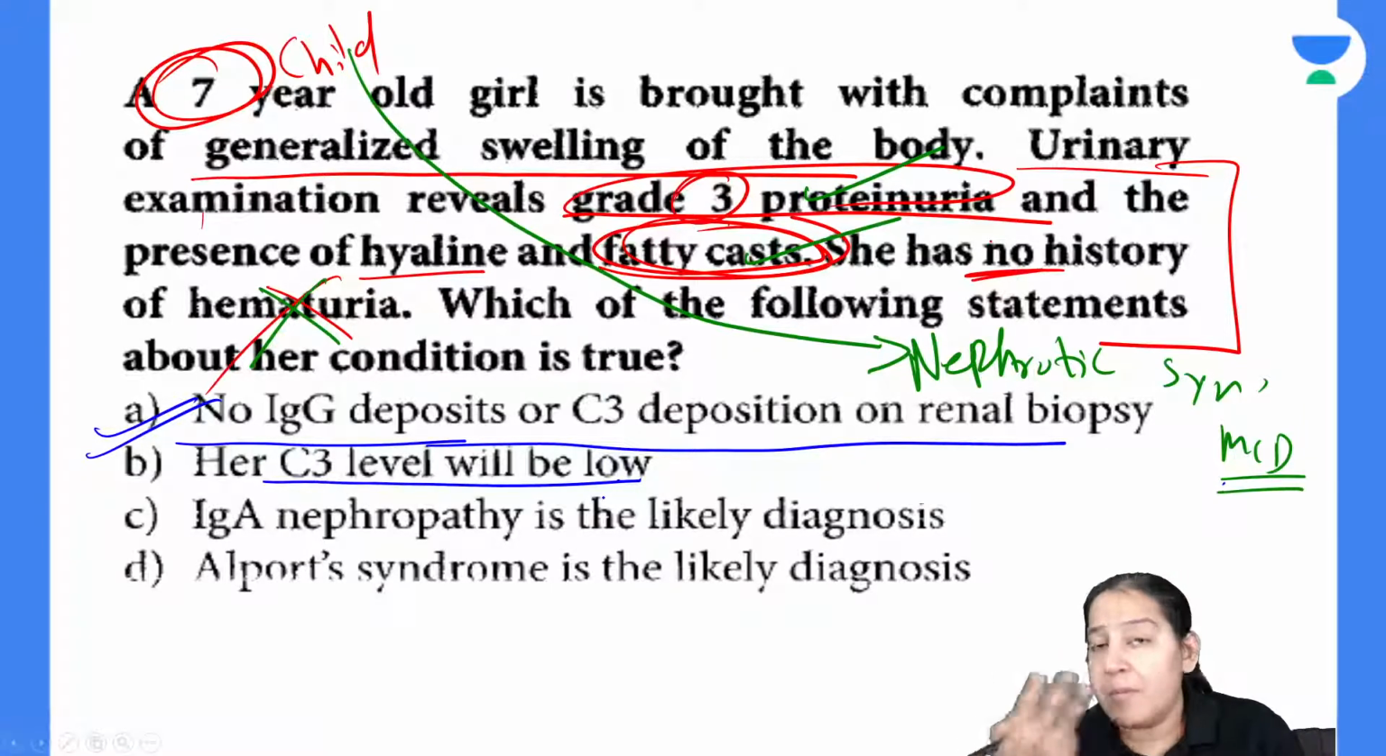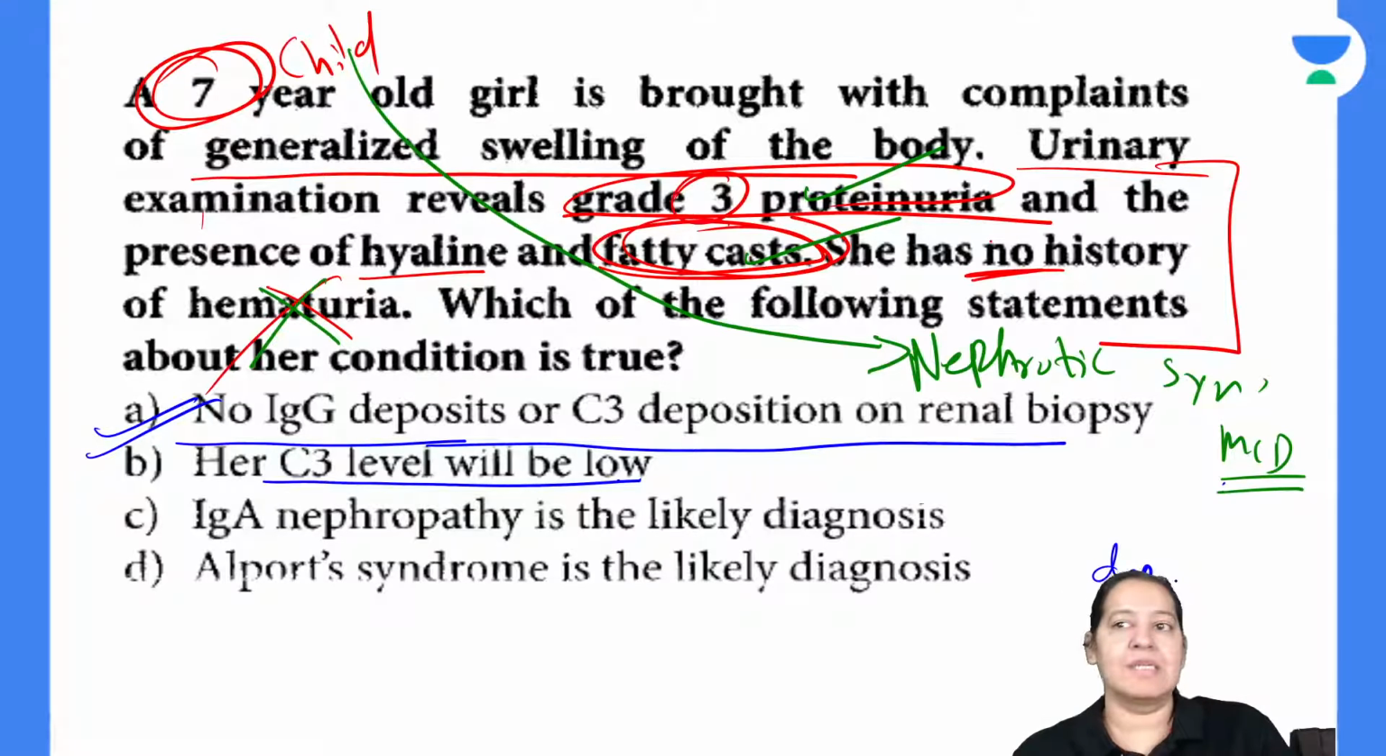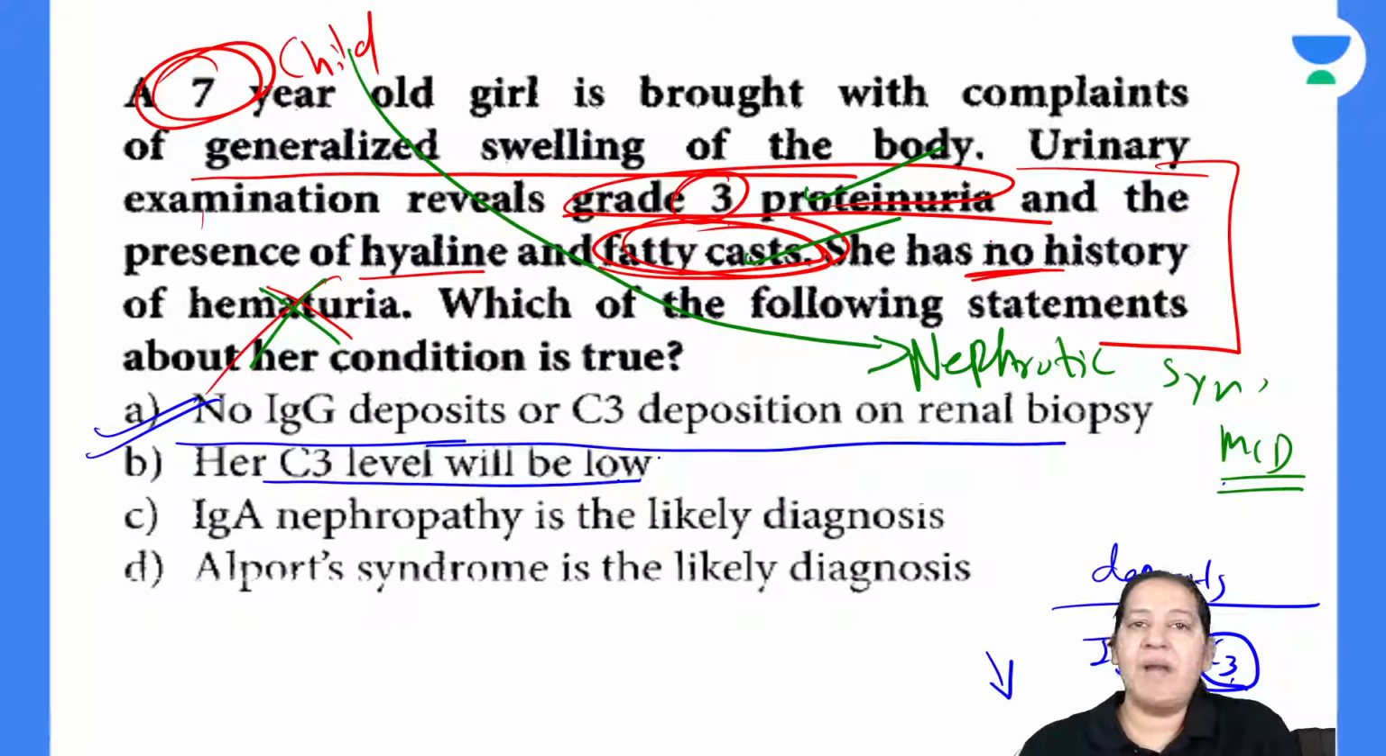Whenever the patient has deposits in the kidney, the deposits are made up of IgG plus C3. So C3 will be utilized in the formation of the deposit in the kidney, so the blood level of C3 will be low. But here the blood level of C3 will not be low. It will be normal because no deposits are there. So this statement is wrong.